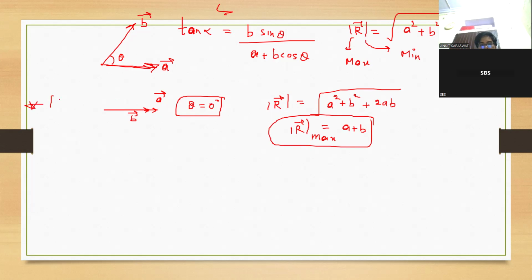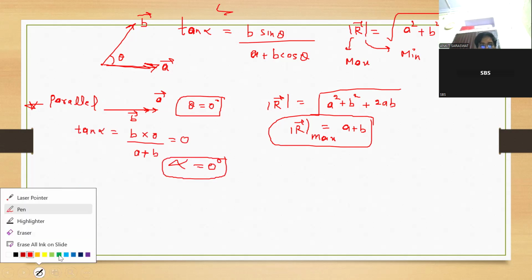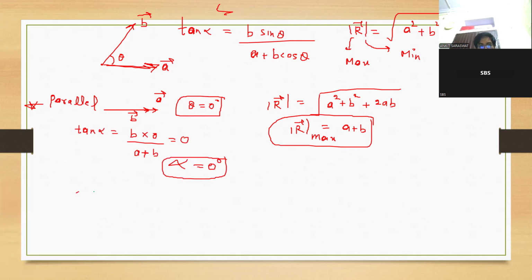Very, very important. Clear? Parallel. Then what is the R vector here? What is tan alpha? Theta is 0, so b sin 0, which is 0, divided by a plus b, so it comes out to be 0. So alpha is also 0 degrees. If alpha is 0 degrees, how to draw the resultant vector? It will be like that.